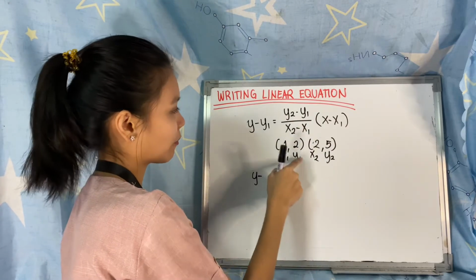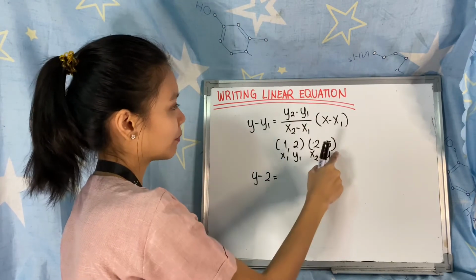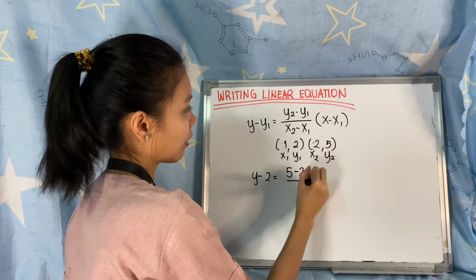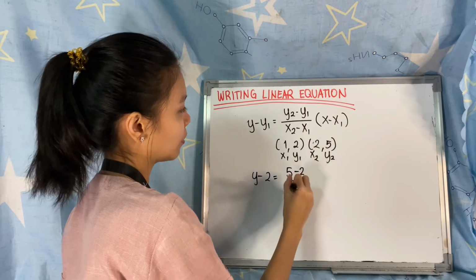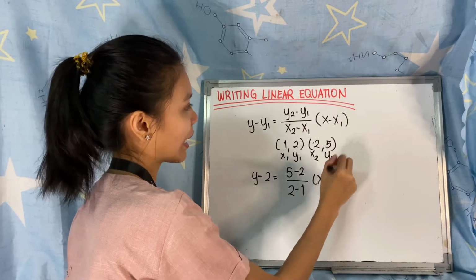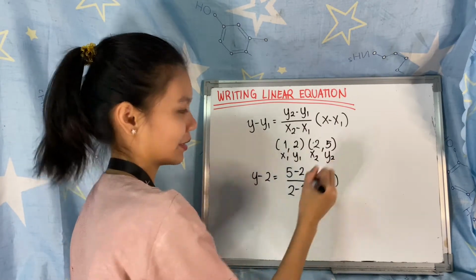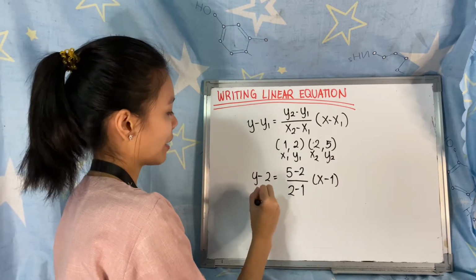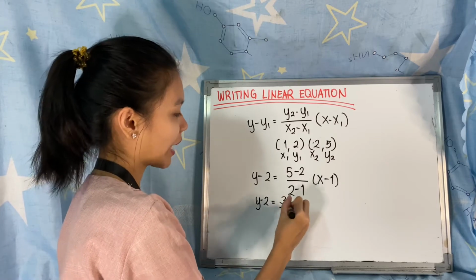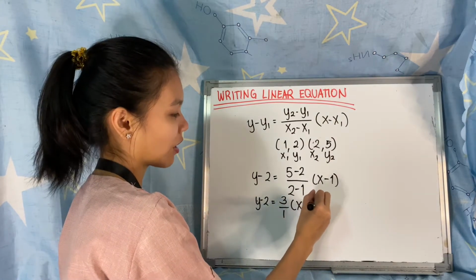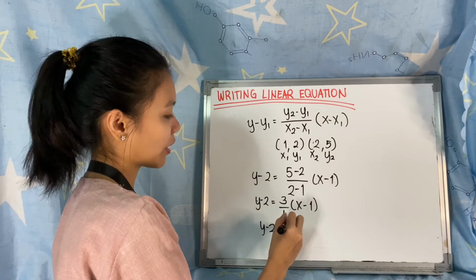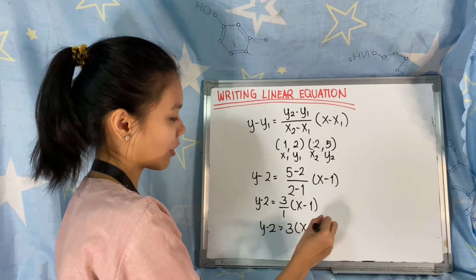Y minus y sub 1, we have 2, is equal to y sub 2, which is 5, minus y sub 1, we have 2, all over x sub 2, which is 2, minus our x sub 1, which is 1, multiply by x minus x sub 1, which is 1. So, simplify. Y minus 2 is equal to 5 minus 2, that is 3, over 2 minus 1, that is 1. Multiply by x minus 1. So, we have y minus 2 is equal to 3 multiply by x minus 1.